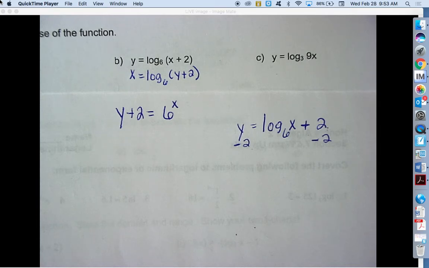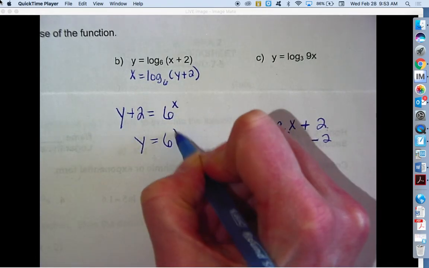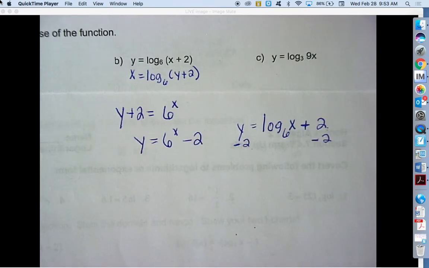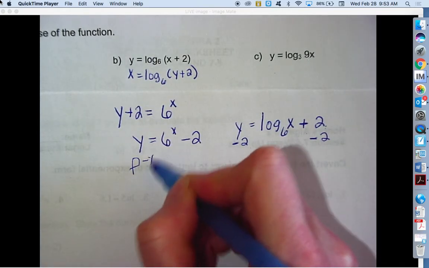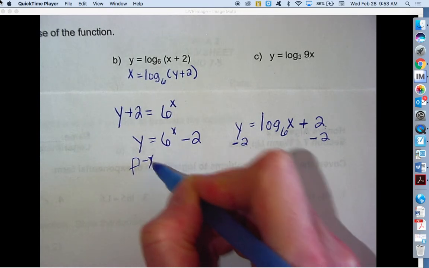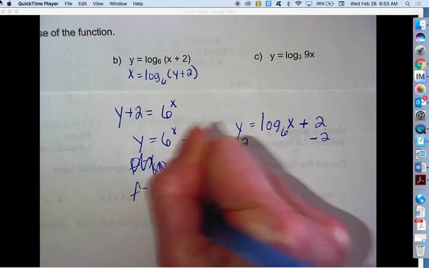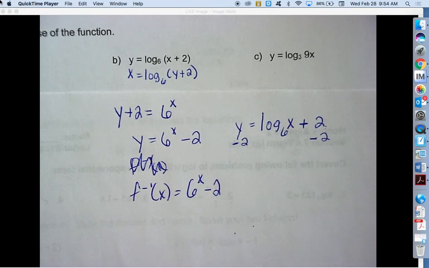Questions? So now, David, what do you do? Now you can subtract the 2, and you get 6 to the x, and then minus 2. And that minus 2 is not part of the exponent. It's just on the same line or level as the 6. So the inverse would be 6 to the x, and then minus 2.